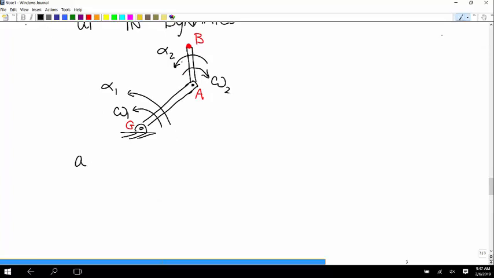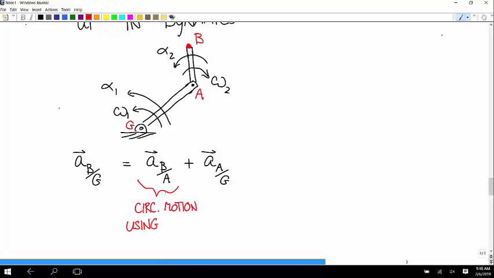And the acceleration of B relative to the ground, which is what we'd often need to calculate if we're going to use Newton's laws, if there's some important thing there and we need to know its acceleration. The acceleration of B relative to the ground is equal to the acceleration of B relative to the point A plus the acceleration of A relative to the ground. And the acceleration of B relative to A is just circular motion using omega 2 and alpha 2.